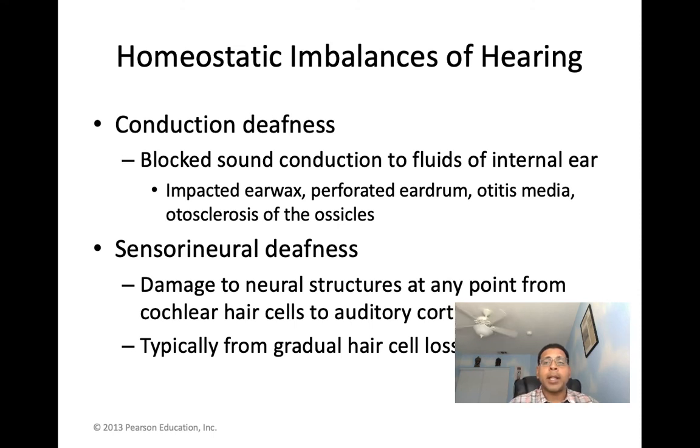Next, then we can talk homeostatic imbalances of hearing. We have conduction deafness and sensory neural deafness. Conduction deafness is where you have blocked sound conduction to fluids of the internal ear. It could be due to impacted earwax or a perforated eardrum, otitis media, and otosclerosis. Sensory neural deafness could be due to damage of the neural structures at any point from the cochlear hair cells to the auditory cortical cells. And it's typically from gradual hair cell loss.